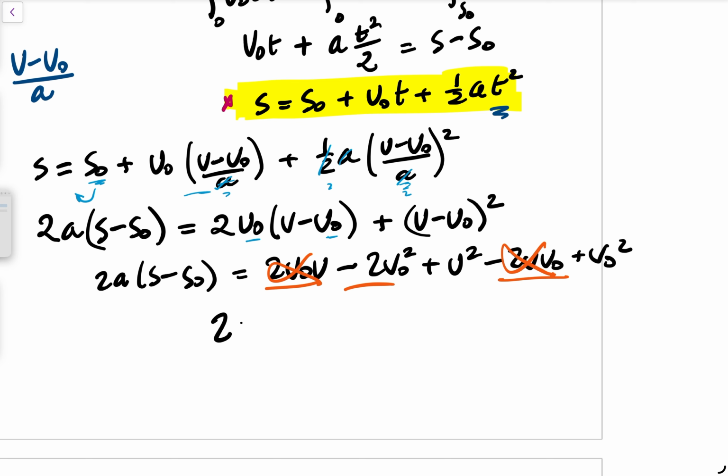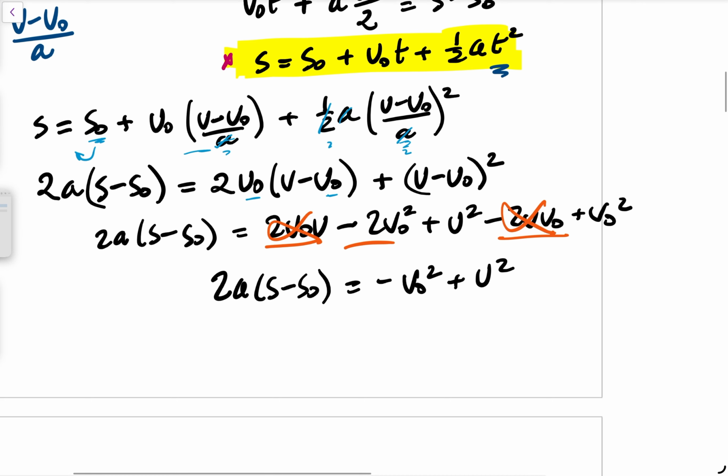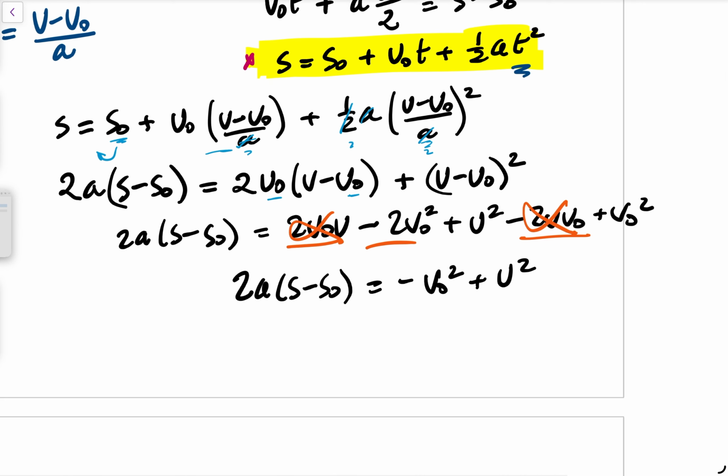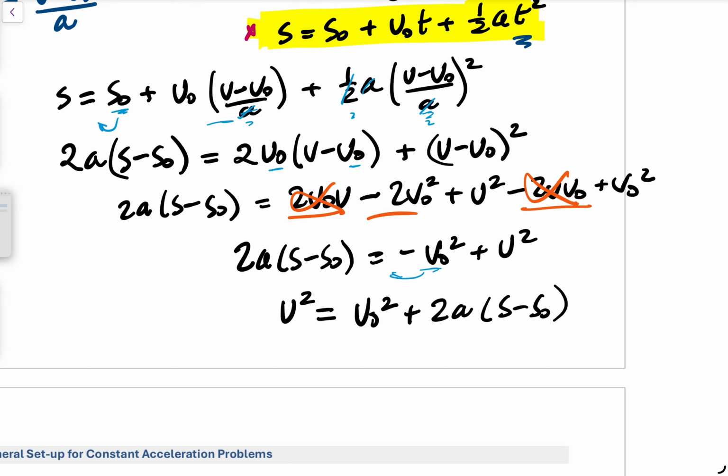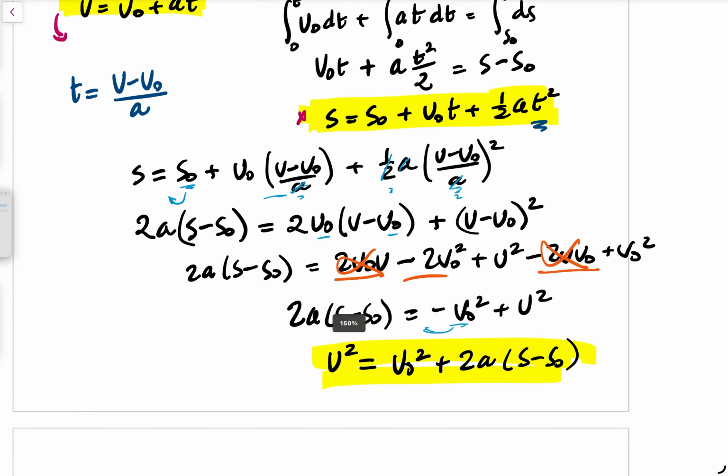So we are almost to the point where we want to be here. I've got a minus v naught squared plus a v squared. And then as I did with the previous ones, I'm going to rearrange this. I'm going to put v squared on this side, so that means I'm moving this to the other side. So I've got v squared equals v naught squared plus 2a, and then this s minus s naught, that's my displacement piece. Okay, so this gets us to our third equation.